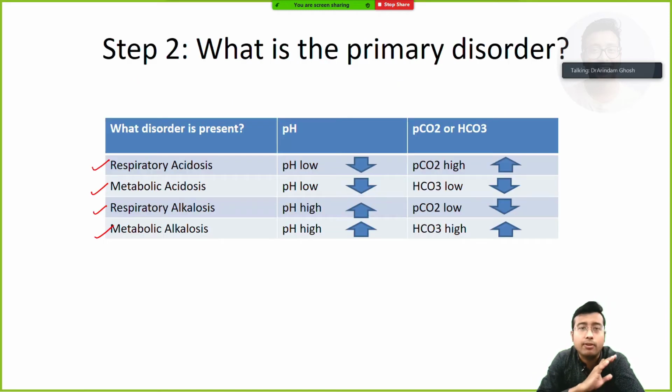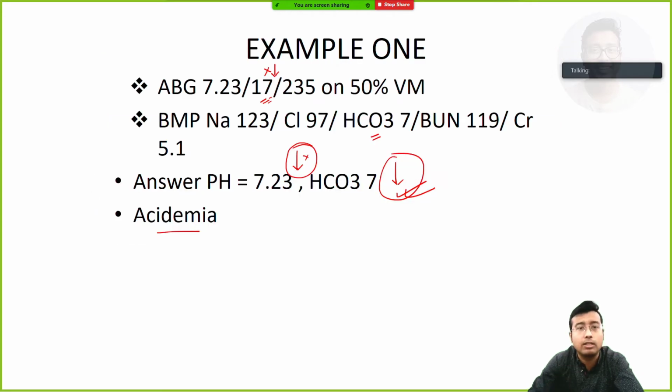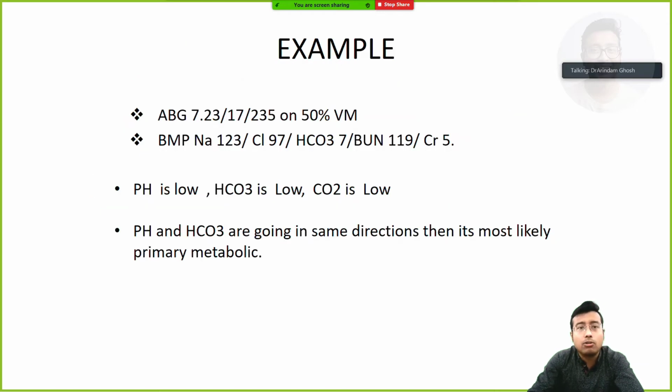Even if you forgot everything, just by looking at this chart, bicarbonate going down and pH going down, this is metabolic acidosis. Definitely if you are utilizing this chart to find out, you are absolutely right, this is metabolic acidosis. So, primary metabolic, pH and bicarbonate are both going in the same direction.